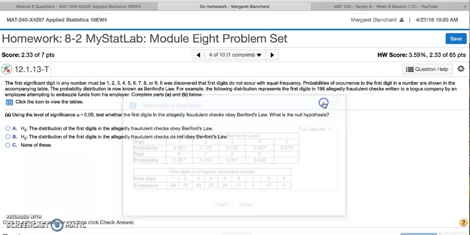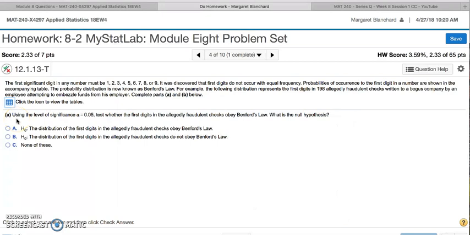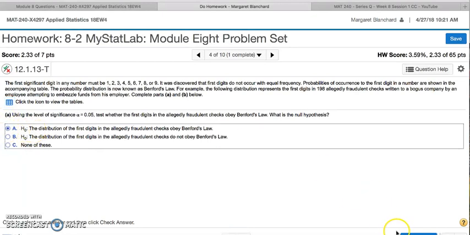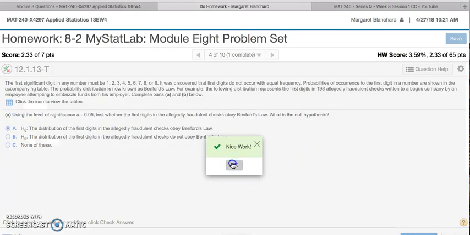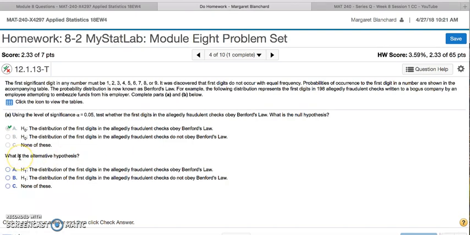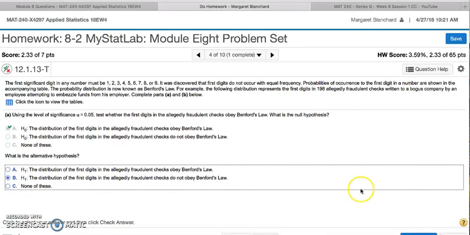So let's go back to the problem. Using a level of significance alpha equal to 0.05, test whether the first digits in the allegedly fraudulent checks obey Benford's law. What is the null hypothesis? So in our case, the null hypothesis is that they do follow Benford's law, or we assume that they follow Benford's law. So that would be A here. Let's check. Nice work. What is the alternative hypothesis? The alternative hypothesis is that they do not follow Benford's law.